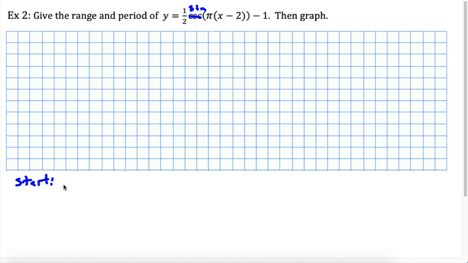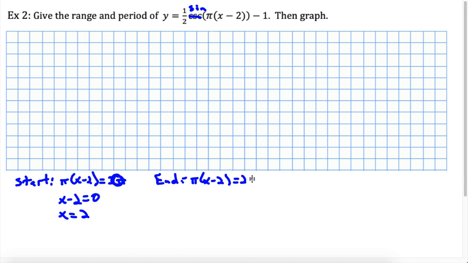I'm going to set whatever's on the inside, so in this case, pi times x minus 2, equal to 0 for my starting value. Jumping ahead, we'll get x minus 2 equals 0, add the 2 over, and we'll get x equals 2. Then my ending value, we'll set that equal to 2 pi. So pi times x minus 2 equals 2 pi. Divide both sides by pi, we'll get x minus 2 equals 2. Add the 2 over, and we'll get x equals 4.